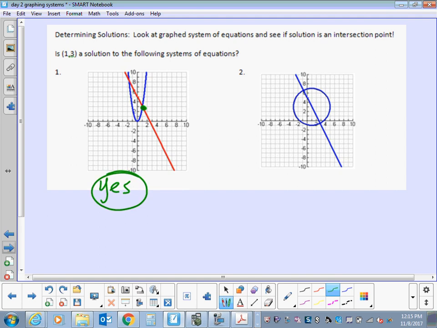And for number 2, no. Right there's a point on my line, is that a solution? No. Just because it is on the line, it does not mean it's a solution. It has to be where the two are intersecting. Any questions?